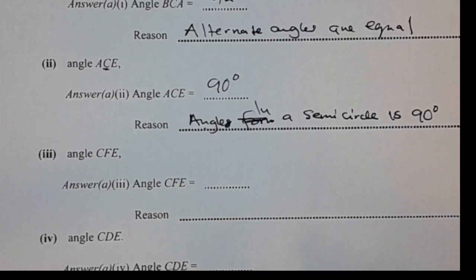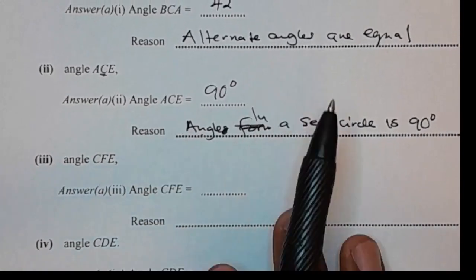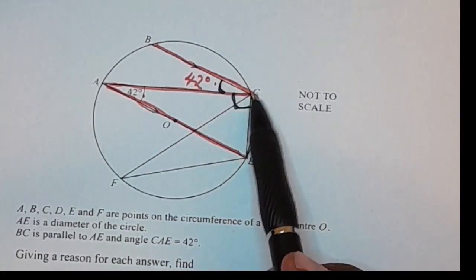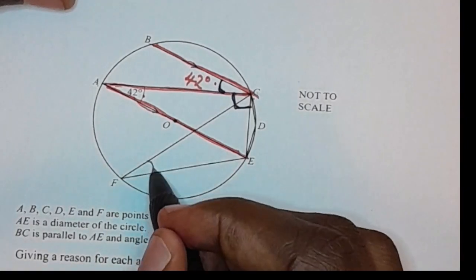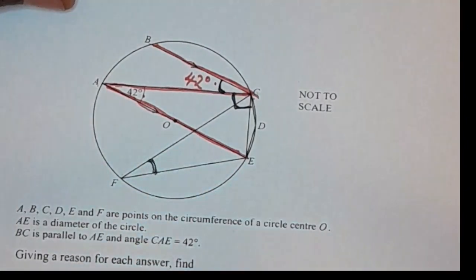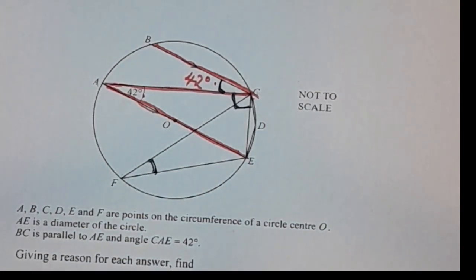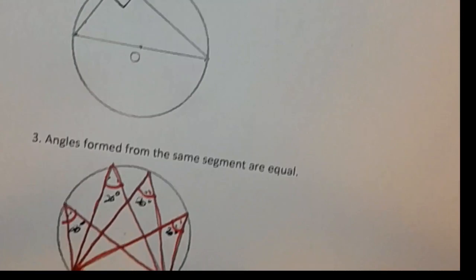Let's look at the next question. They want us to find angle CFE. So they want you to find this angle here. Which property are you going to use in order to find angle CFE? We are going to use this theorem here.